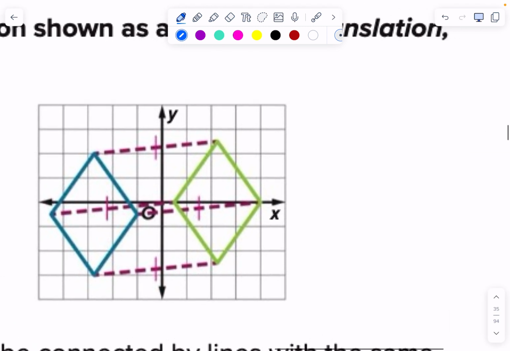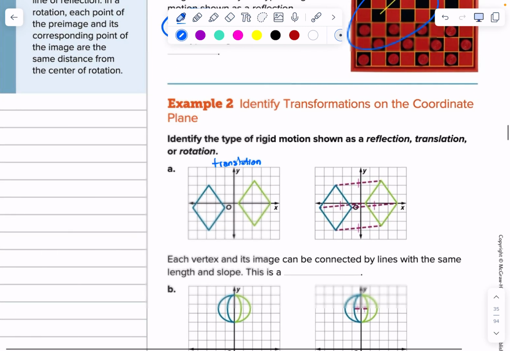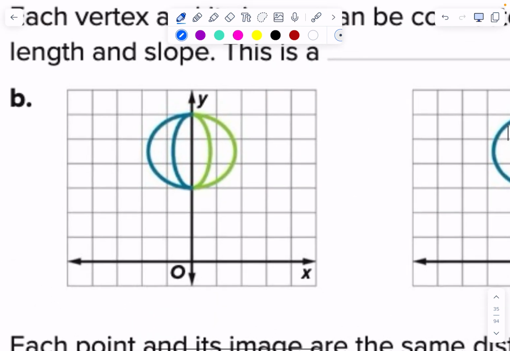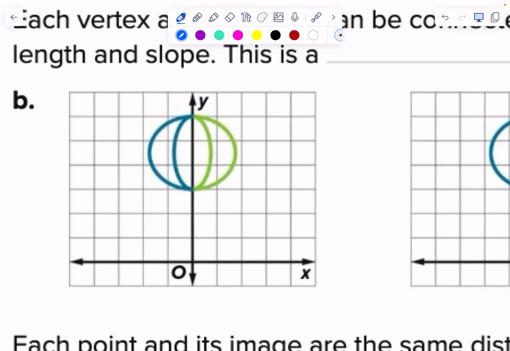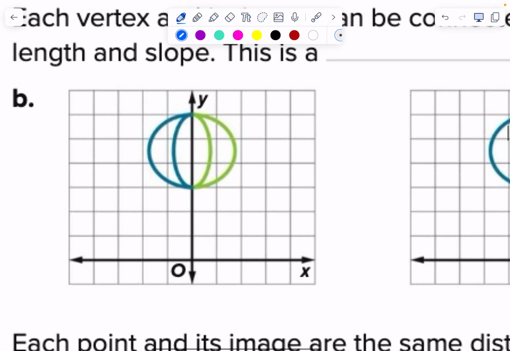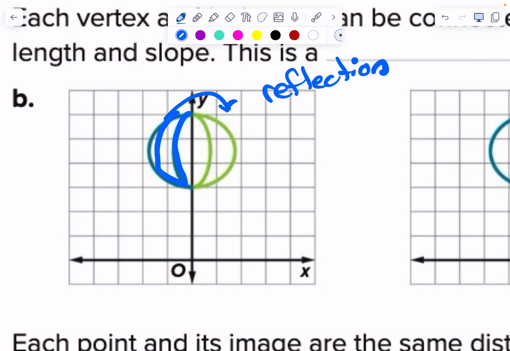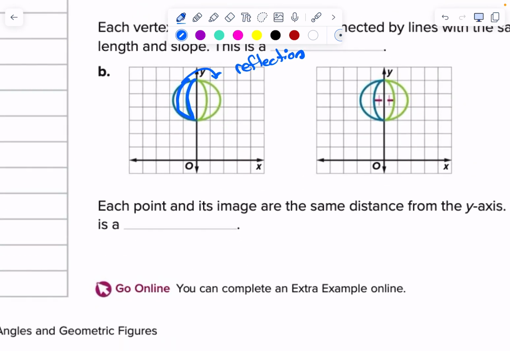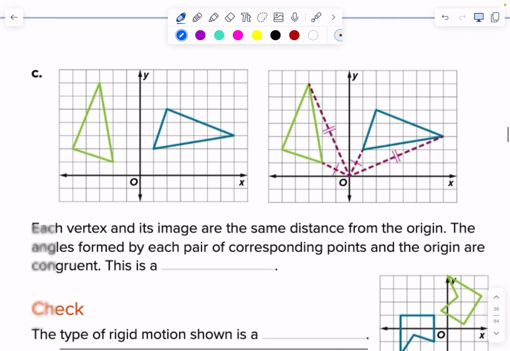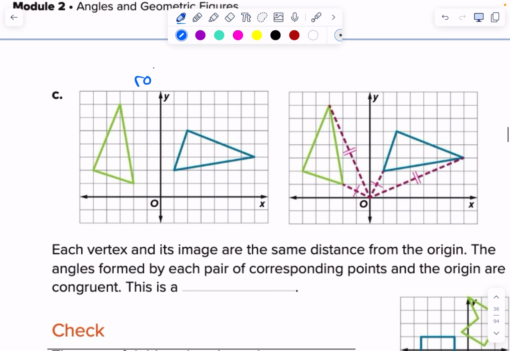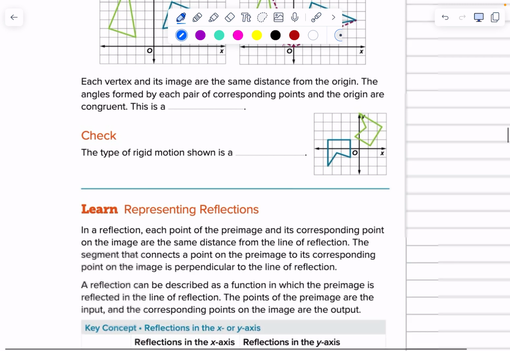Okay, B. What is this one? Is that supposed to be a moon? It looks like a three-dimensional soccer ball or something, right? That is like this guy being flipped over here. That is a reflection, judging by the colors. Do you see the two different colors? So we're looking at the moon shape. All right, that's a reflection. Go to the next page. This is a rotation. Got it? A rotation. All right, moving on down to the next thing.